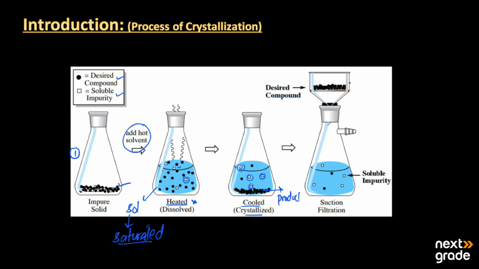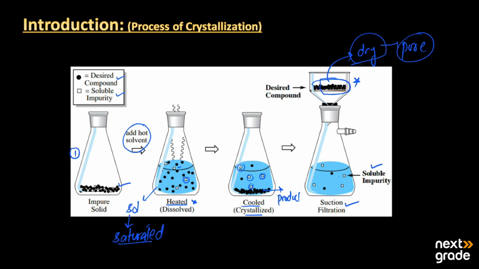After that, we will filter the solution so that the desired compound will be over the filter paper or the filtration apparatus, and at the end here we have the filtrate that is having soluble impurities. After the process of the gain of the crystals, now we will dry out the crystals and they are in the pure form or without the impurities.